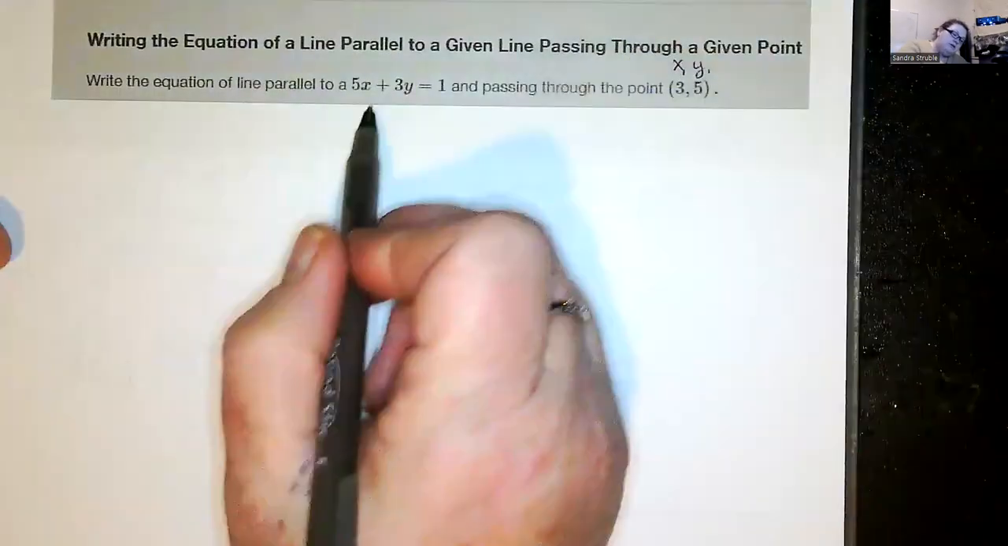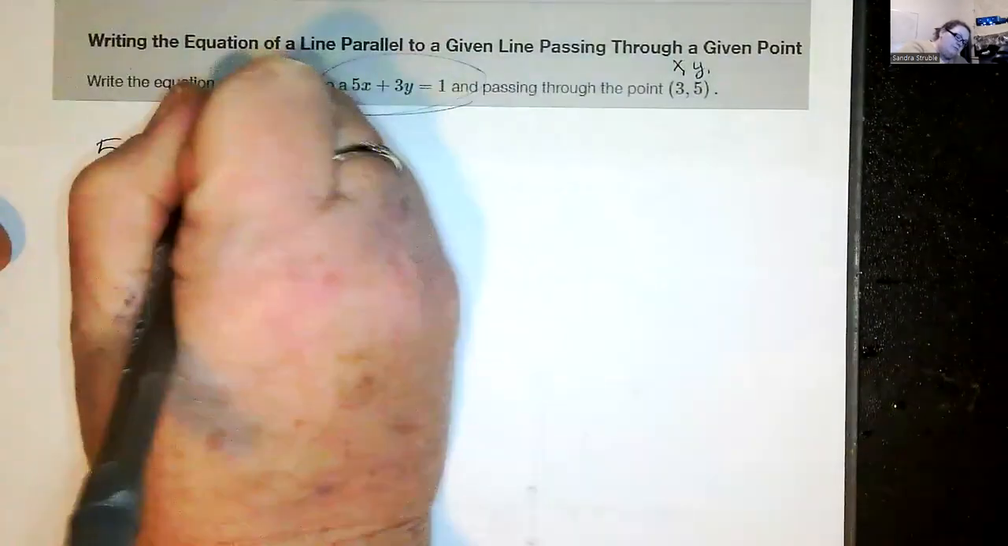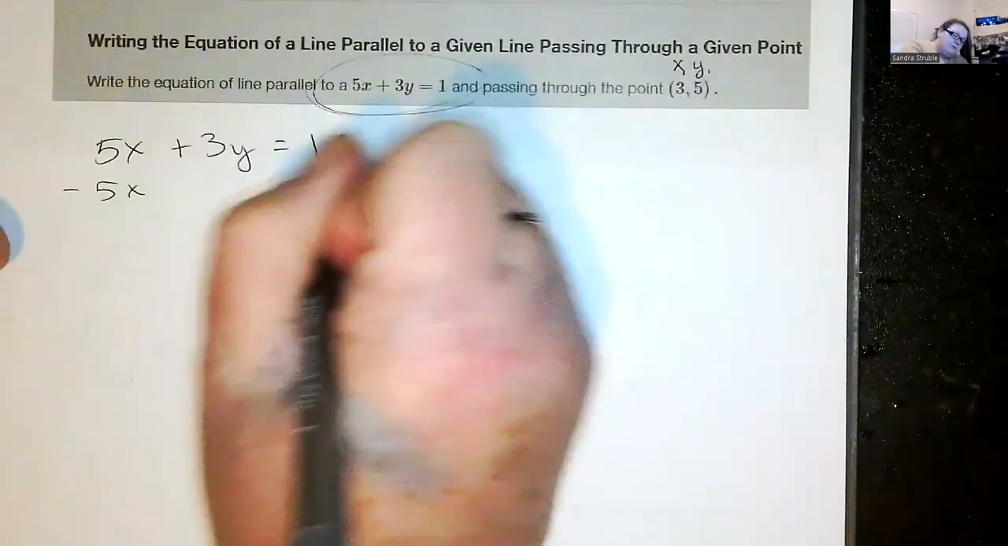All right, start by solving this little thing for y and finding out what our slope is. So 5x plus 3y is equal to 1. Subtract 5x from both sides.